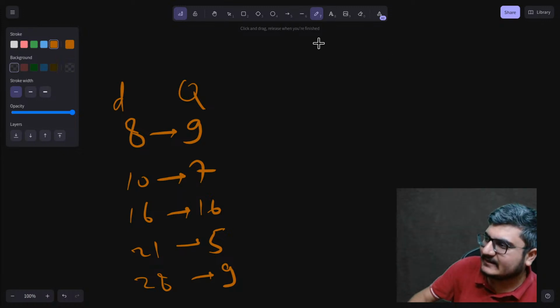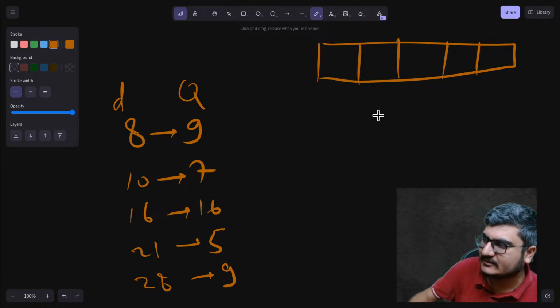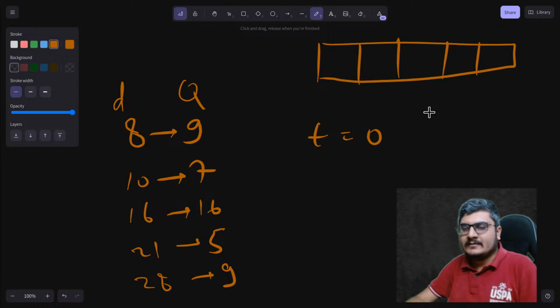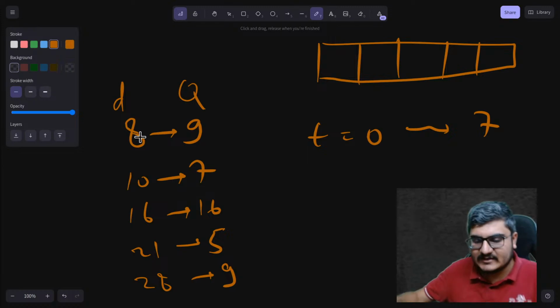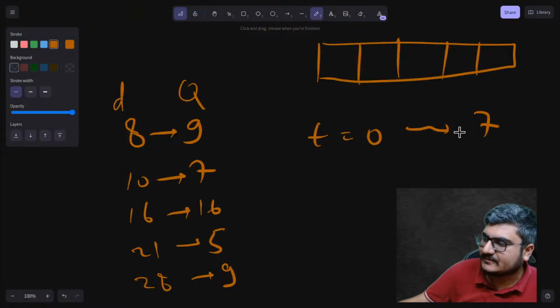Let's also maintain a current counter of how much milk for each day we have. It will be a map. Right now nothing is there. And let's say we start from time t equal to 0. Until day 7 we will not have any milk, because the first time milk comes is on day 8. So we will do nothing for the first 7 days.